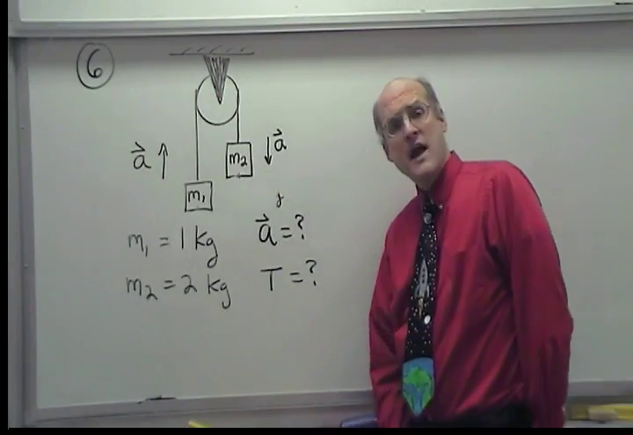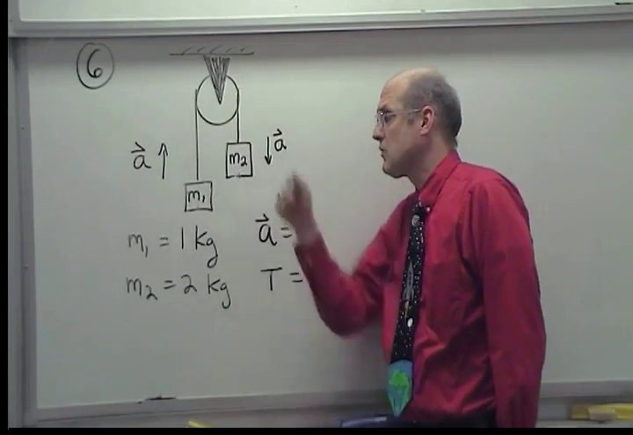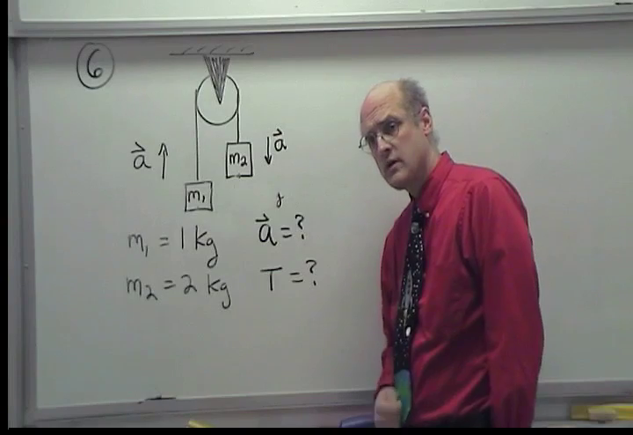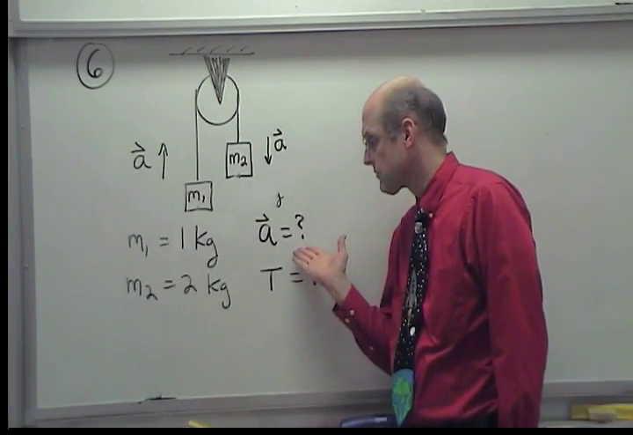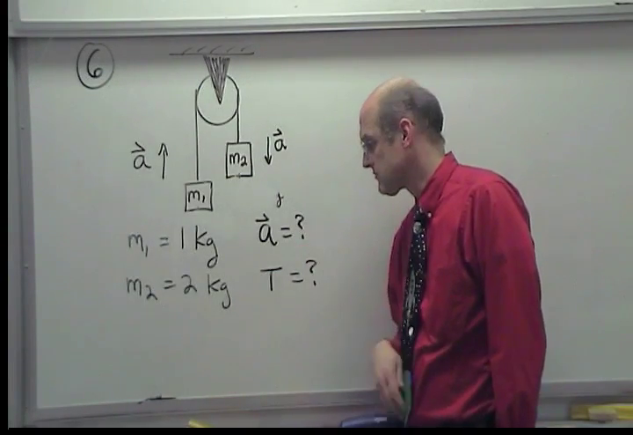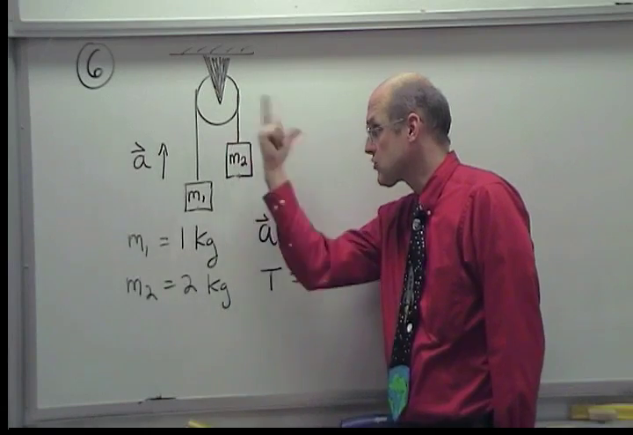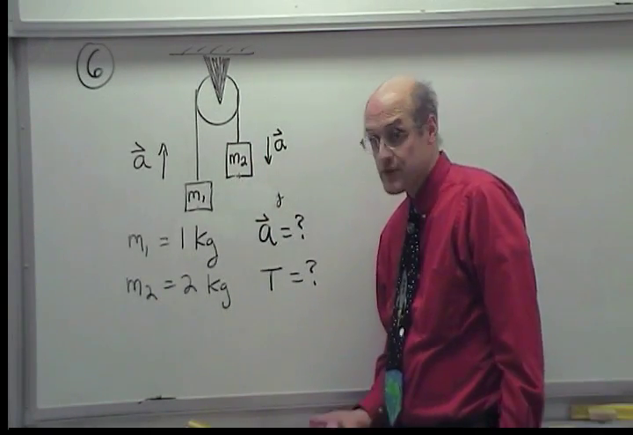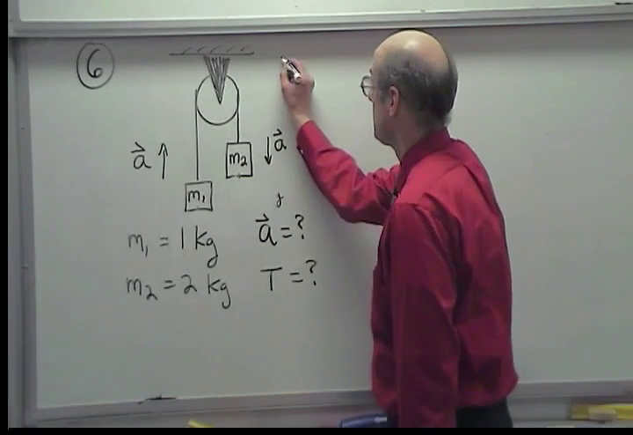What we have here is an Atwood machine. It has a single fixed pulley and 2 different masses. M2 is 2 kilograms, M1 is 1 kilogram, and we're asked to determine the acceleration of the system and the tension in the string. I'm going to begin with Newton's second law. Surprise, surprise.